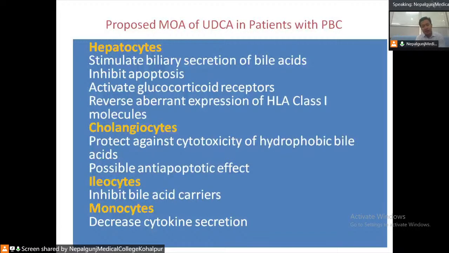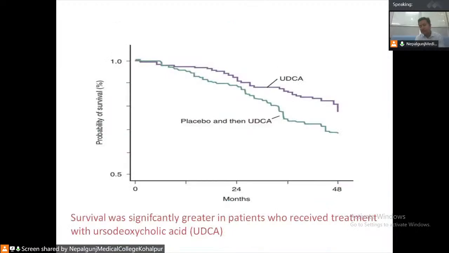In the cholangiocyte, it protects against the cytotoxicity of hydrophobic bile acids. Bile acids are toxic substances, so it protects from this, and there is a possible anti-apoptotic effect also. In ileocytes, it inhibits the bile acid carrier in the ileum. In monocytes, it decreases cytokine secretion. So these are the mechanisms by which ursodeoxycholic acid is helpful in PBC. It is the only drug that also has a survival benefit.